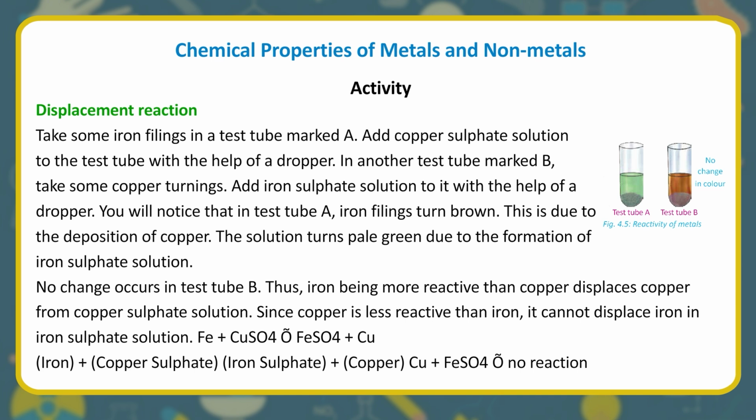Test tube A. Test tube B. No change in color. No change occurs in test tube B. Thus, iron being more reactive than copper displaces copper from copper sulfate solution. Since copper is less reactive than iron, it cannot displace iron in iron sulfate solution. Fe plus CuSO4 gives FeSO4 plus Cu. Cu plus FeSO4 gives no reaction.